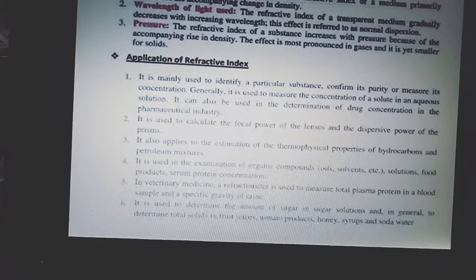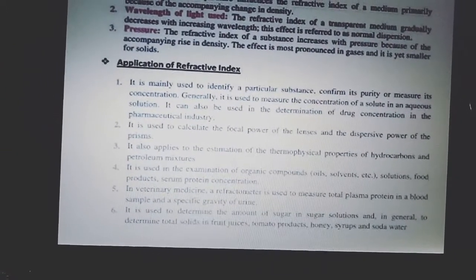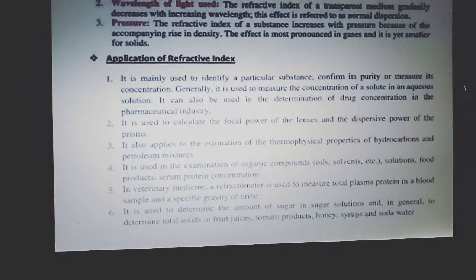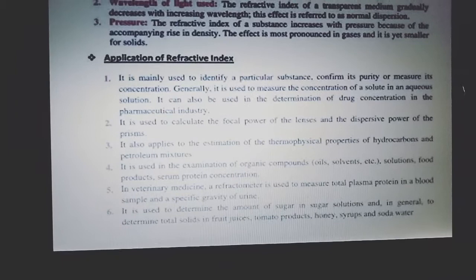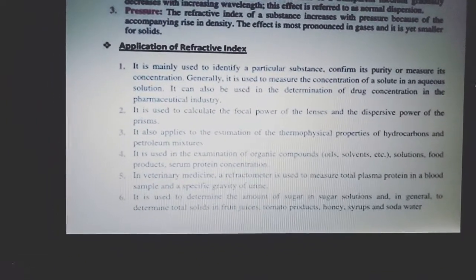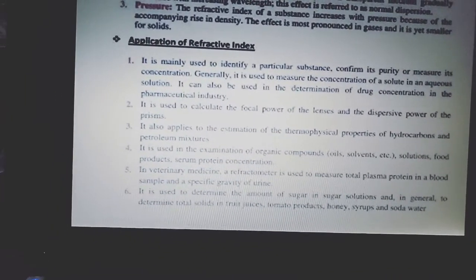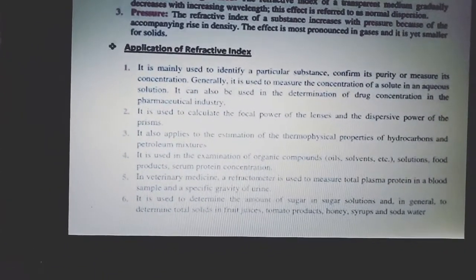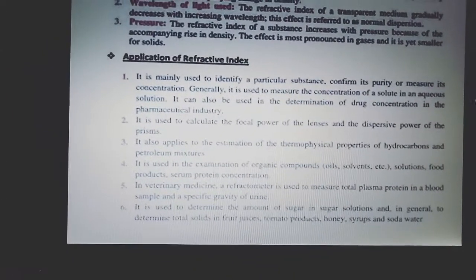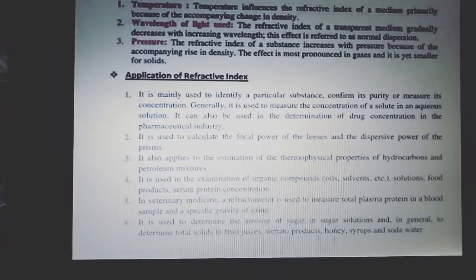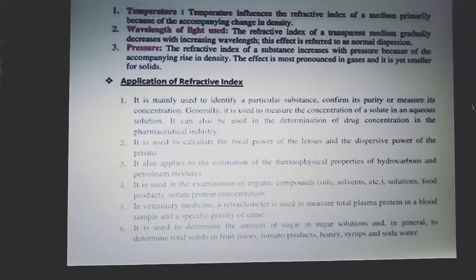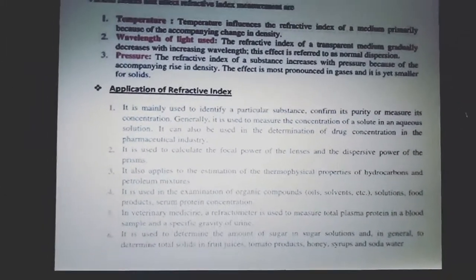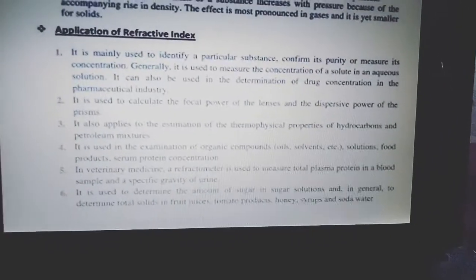Second is to calculate the focal power of lenses and dispersive power of the prism. Third, it also applies to estimation of the thermophysical properties of hydrocarbons and petroleum mixtures. Fourth, it is used in the examination of organic compounds, and in veterinary medicines it is used to measure the total plasma protein in the blood sample or in the urine to measure its specific gravity. It is also used to determine the amount of sugar in the sugar solutions, and in general to determine the total solids in fruit juices. Okay, these are the applications of refractive index.